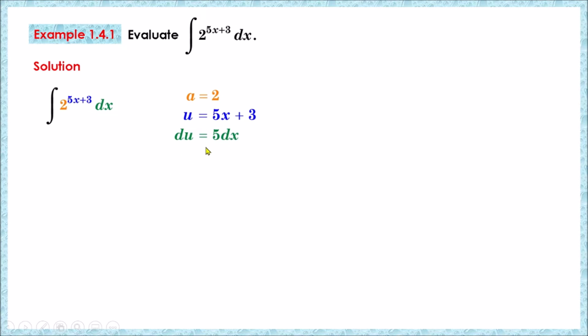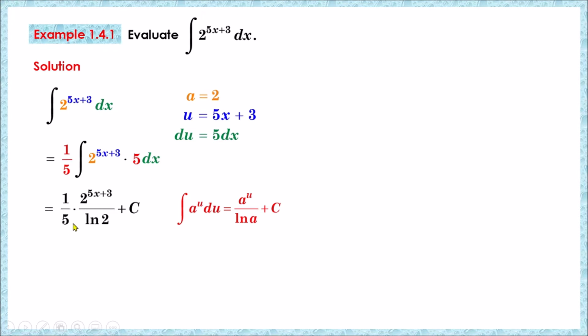But this differential du, which is equal to 5 dx, is not present in the given integral. There is a missing constant factor 5. Let us apply the 5 and then balance outside by 1/5. This integral now takes the form of integral of a to the u du. Hence, 1/5 integral of 2 to the 5x plus 3 times 5 dx is equal to 1/5 times 2 to the 5x plus 3 over ln 2 plus c, or 2 to the 5x plus 3 over ln 32 plus c.